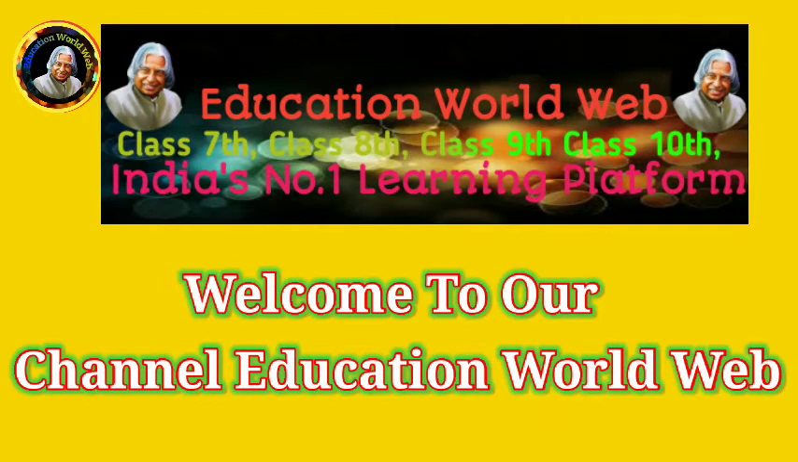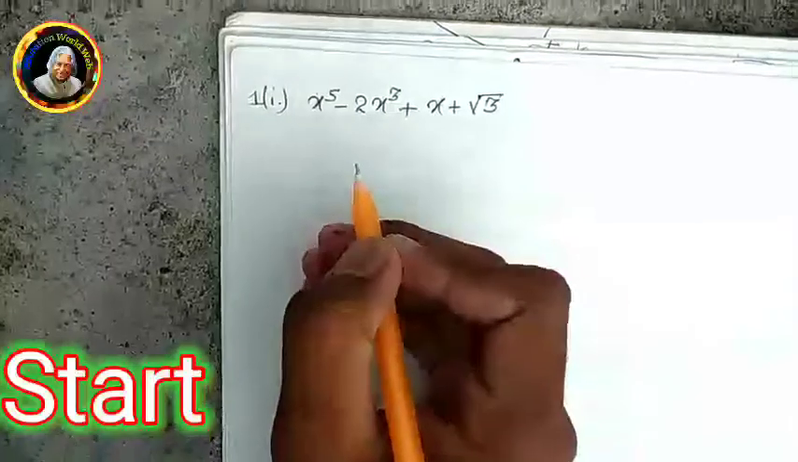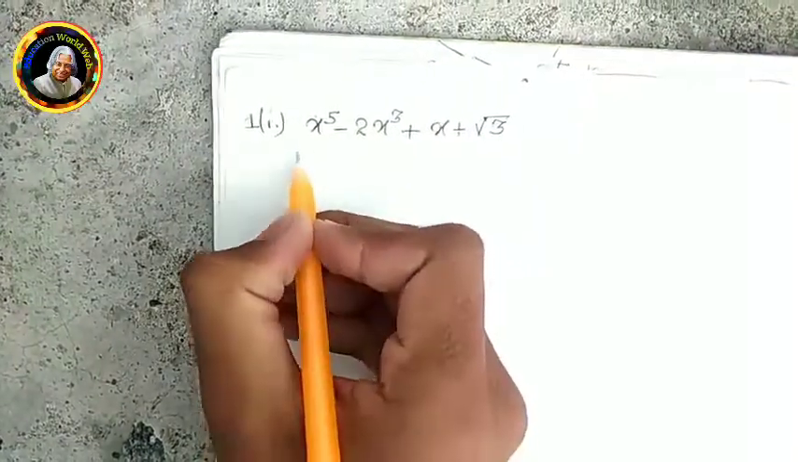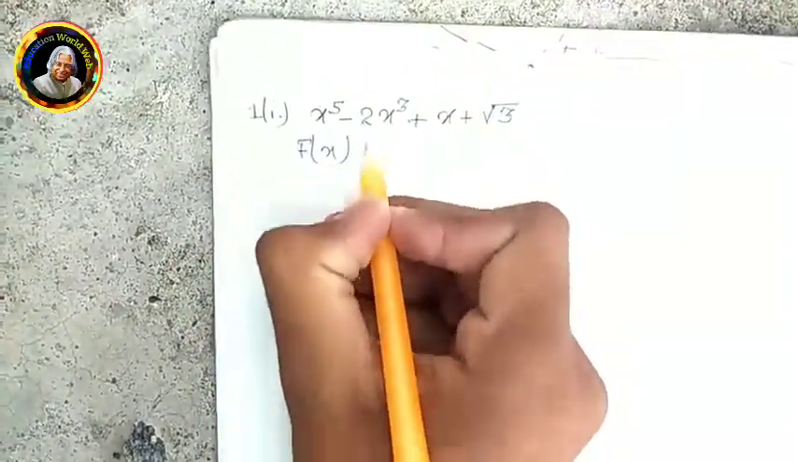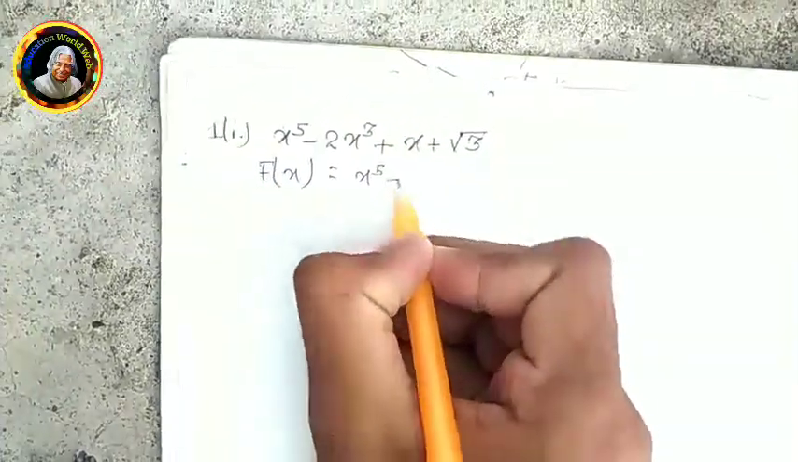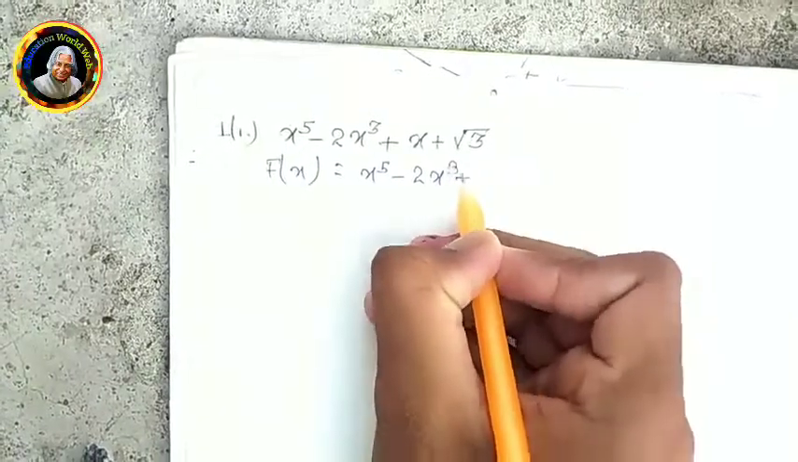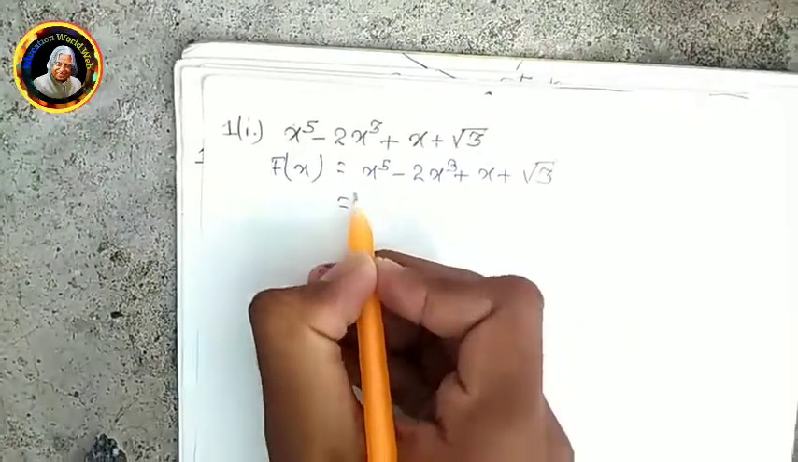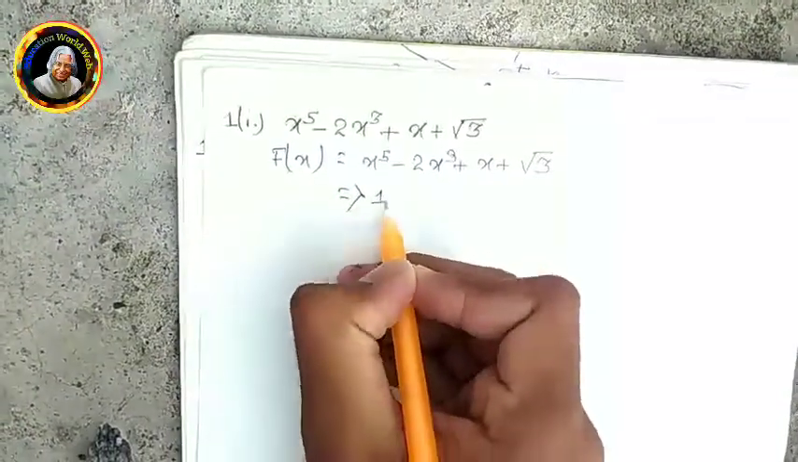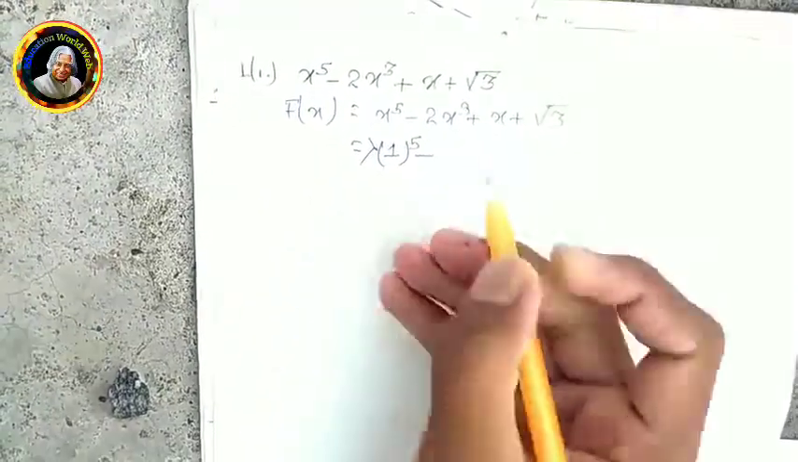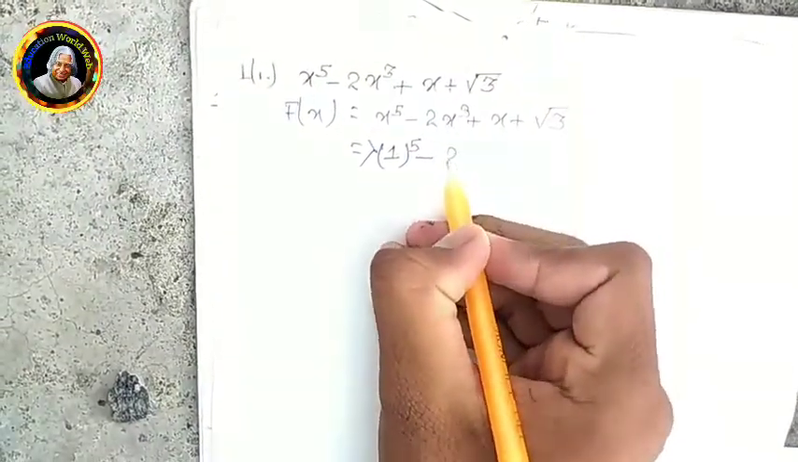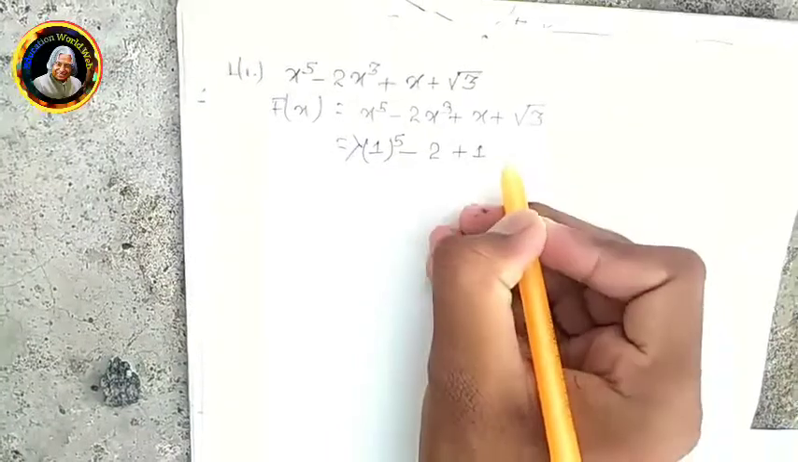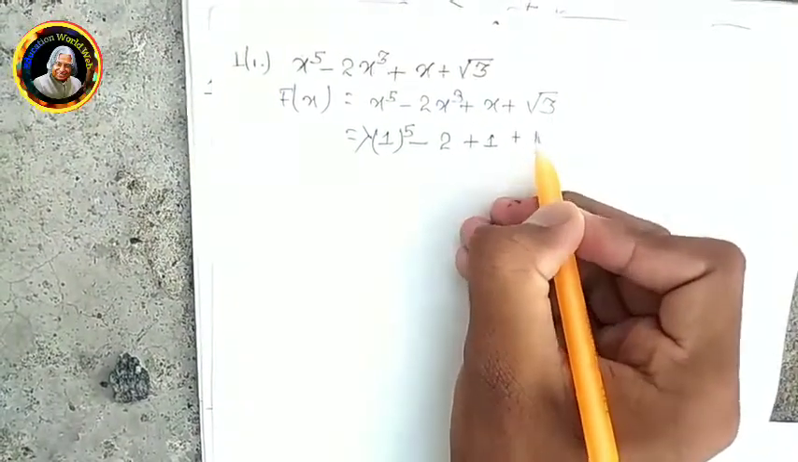Today we are going to discuss a new chapter, polynomial. Let us understand the question. In this question we are going to understand the value of polynomial degree. So f(x) is equal to x to the power 5 minus 2x cube plus x plus under root 3. So the coefficient of x^5 is 1, the coefficient of x cube is 2, the coefficient of x is 1 and the constant term under root 3 has coefficient 1.